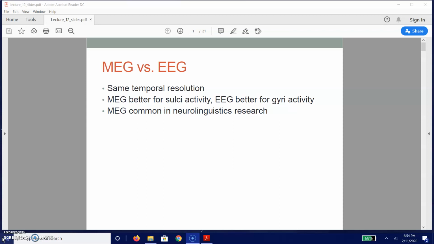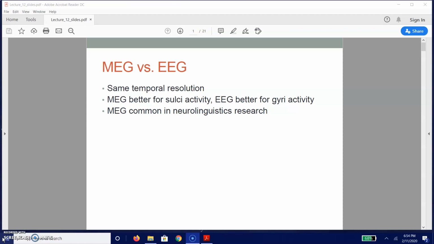So the temporal resolution of these is actually the same. They're looking at the exact same thing. Now, because of the orientation of neurons, the way that they're kind of aligned, as well as the right hand rule, MEG is often better if you're looking in deeper areas, such as a sulcus. So it's better for sulci activity. EEG is usually better for the raised portions of cortex.